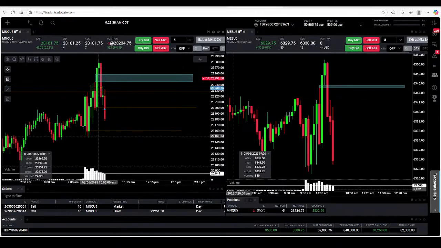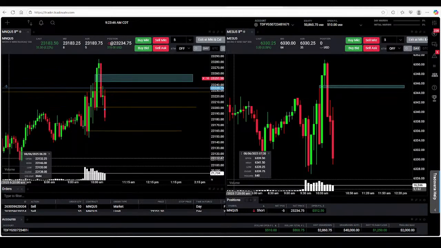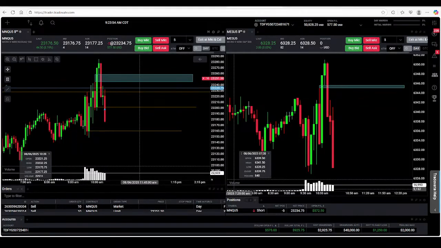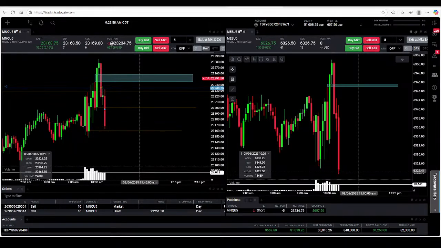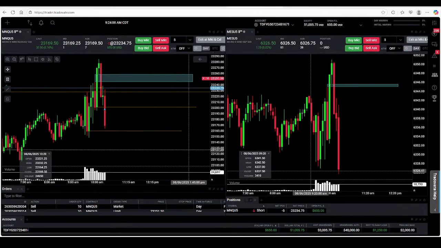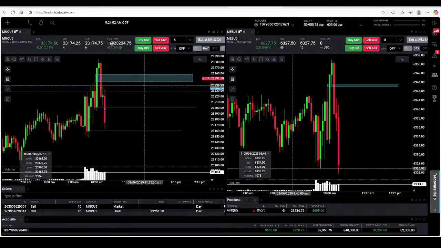Gonna look for now a close below here. Start looking for pre-market lows, or not pre-market lows, look for intraday lows. That'll be a big target. You can see that ES is about ready to make, ES gets made intraday lows.